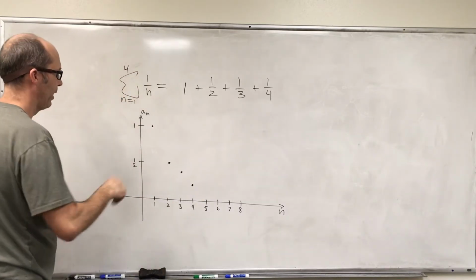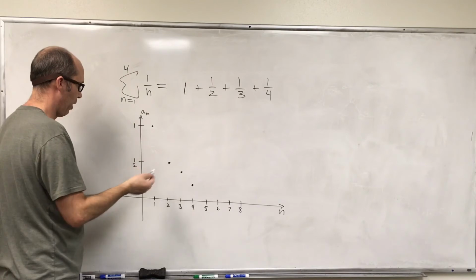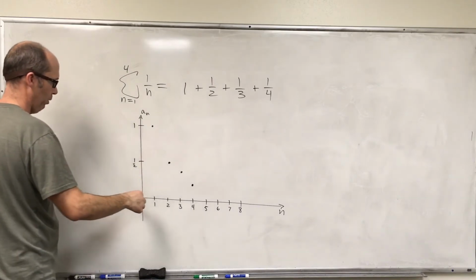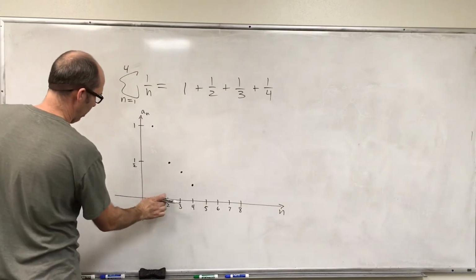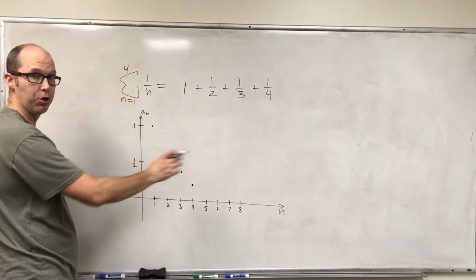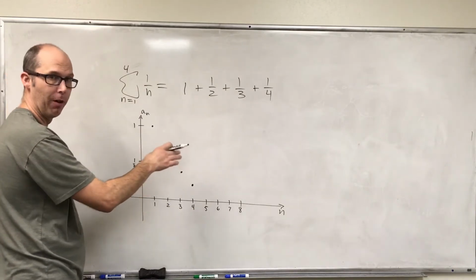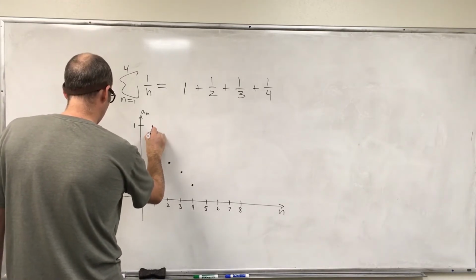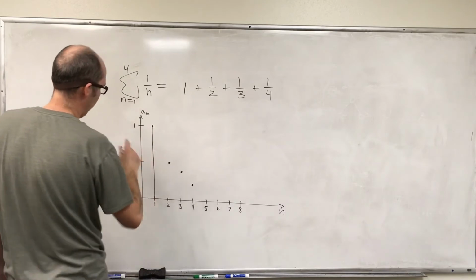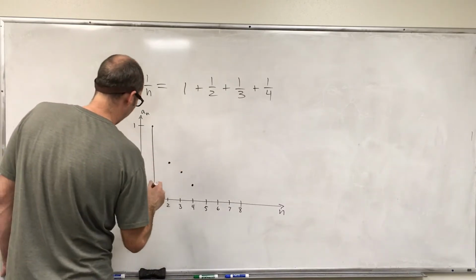Now I'll draw in the rectangles that make the sum. Remember, I could draw them using right endpoints or left endpoints for the rectangles. Doesn't matter. Just shift the rectangles over. The overall area is the same. I'm going to draw them with left endpoints.